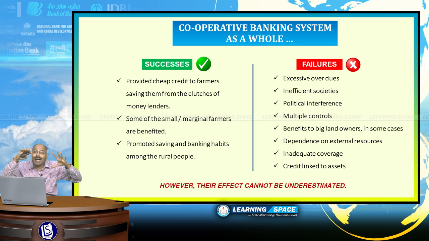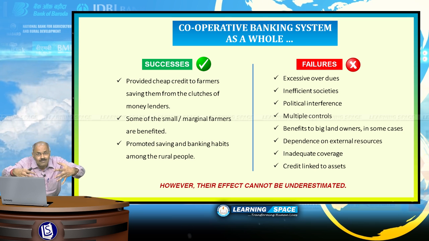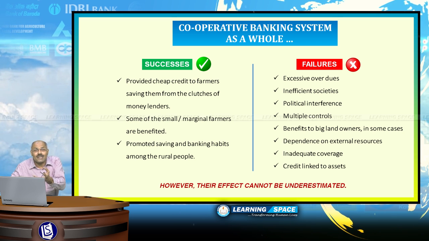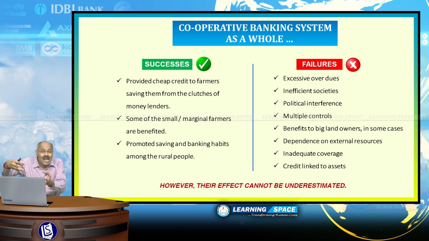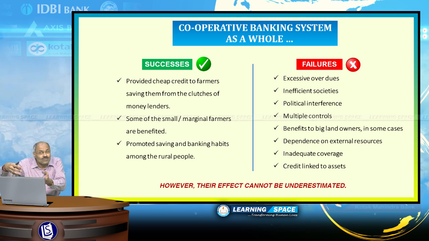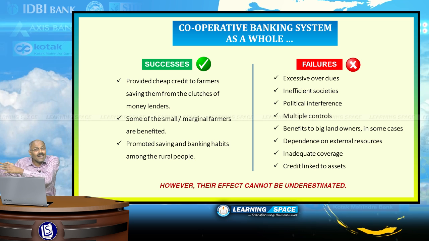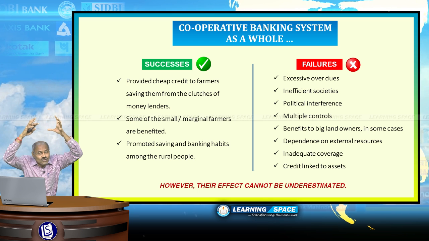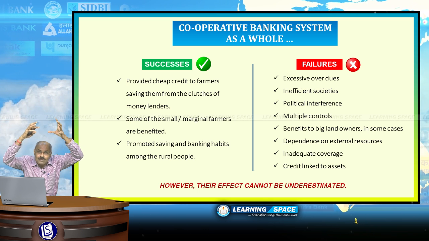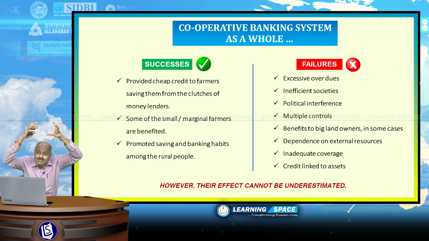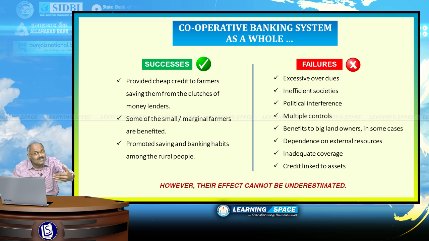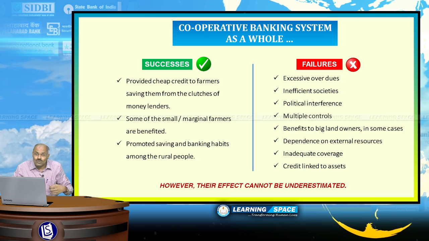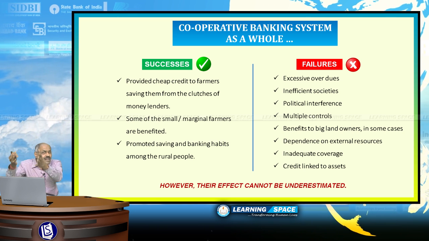If you look at the cooperative banking system as a whole, it is multiply controlled. The supervisory functions are given to NABARD. RBI controls to the extent of giving and cancelling licenses, and it has the duty to see whether the bank is working within the framework of rules specified. But they are under the administrative control of state governments, and most of the time these state cooperative banks are headed by some politician. There are also allegations that it benefits big landowners in some cases, and they depend on external resources to some extent. These are the failures.